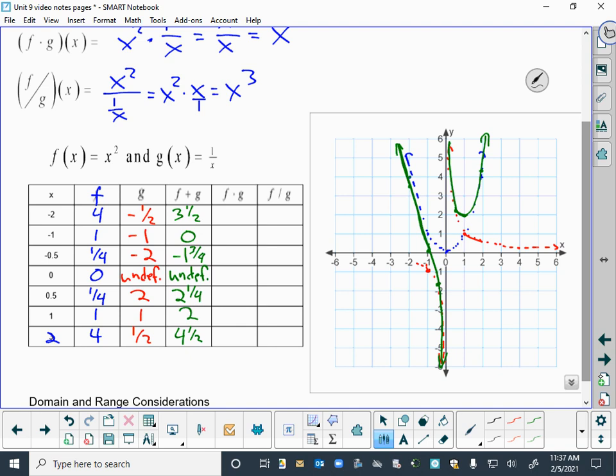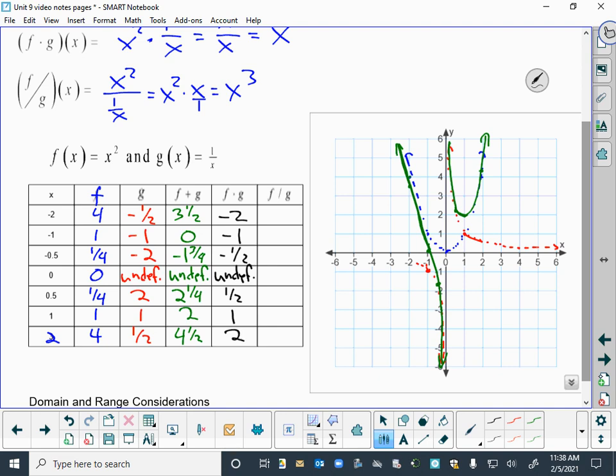F times G. We've never seen a graph that looked like that, right? That's fairly interesting. F times G, if we multiply these together, I get a -2 out of that. 1 times -1 is -1. 1/4 times -2 is -1/2. 0 times undefined is undefined. 1/4 times 2 is a half, and 1 times 1, I'll make sure I'm doing these things right. 1 times 1 is 1, 4 times a half is 2.